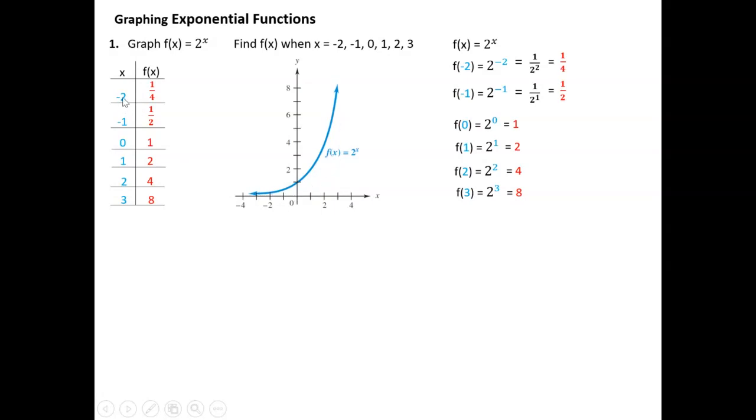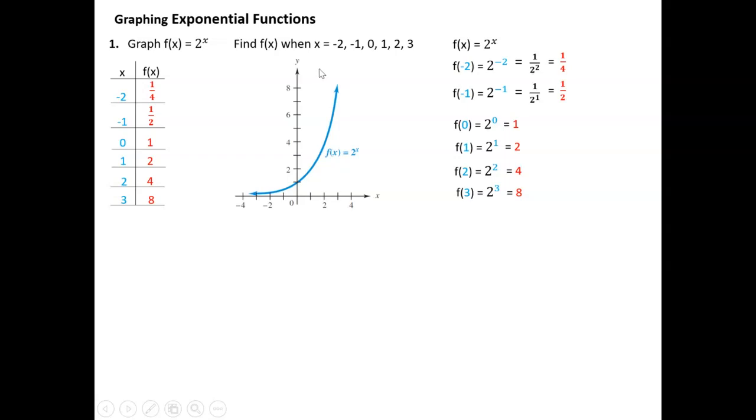Okay? For example, if you notice, this is 1 for the y value, so at -2 it is about 1/4. At -1, it's about 1/2. When x is 0, y is 1. When x is 1, it's about 2. When x is 2, we go all the way to 4. And when x is 3, we go all the way to 8.